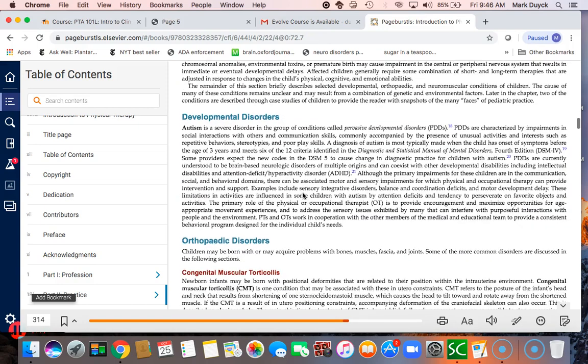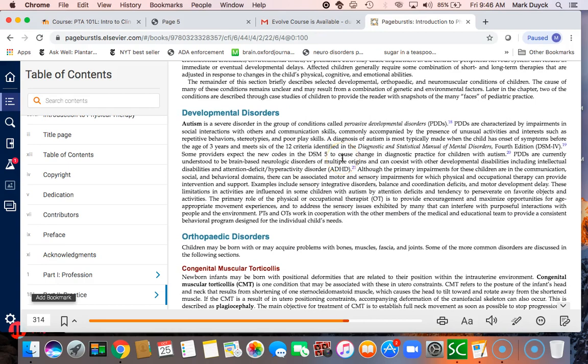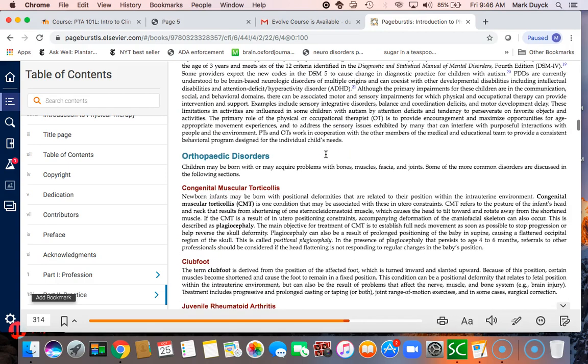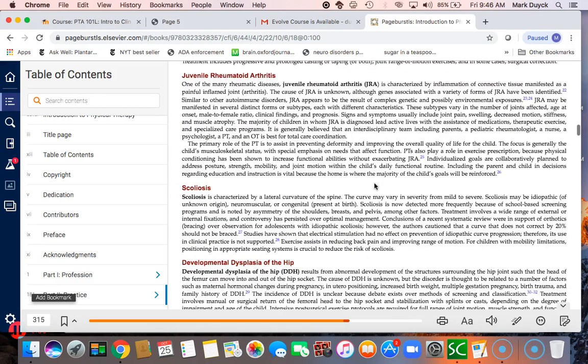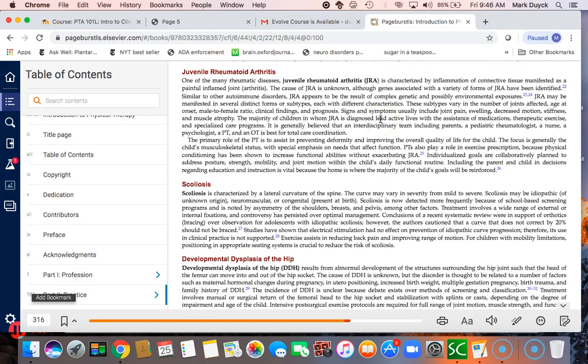So I want you to know what autism is, just a basic definition, and that there's a full spectrum to autism. I do want you to know the basic definition of clubfoot. Those that work with pediatrics will see clubfoot. Juvenile rheumatoid arthritis is an inflammatory condition affecting young people. And just, again, a basic definition.